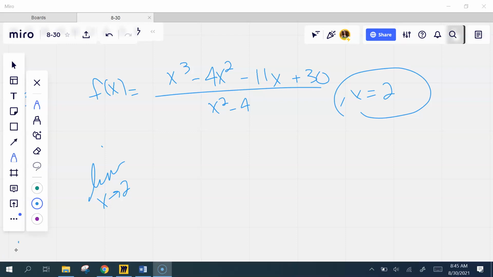So I can't do anything the way it is now, but I do notice this: x minus 2, x plus 2. I can't plug in because it'll give me a 0 in the bottom. So what I really need is for this to cancel out. Do you agree? So I wonder if that is a factor of the top. How could I find out if that was a factor? I would do synthetic division also.